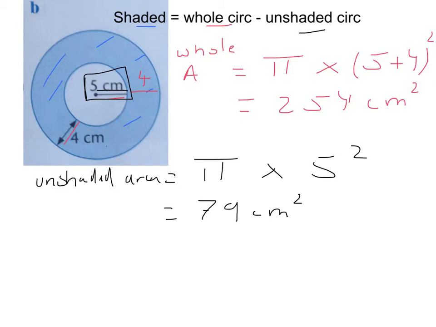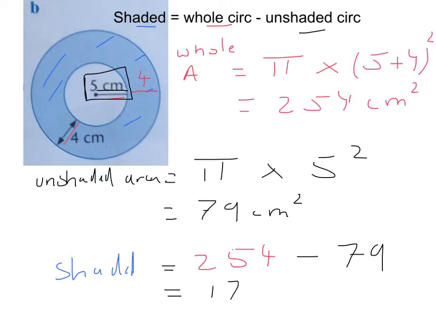Remember the last part was that we're trying to get the shaded area. So we're going to take the 254, which was the whole, and subtract the unshaded from it, which is 79. That's going to get us 254 minus 79 equals 175. So in this case, the shaded area is 175 square centimeters.